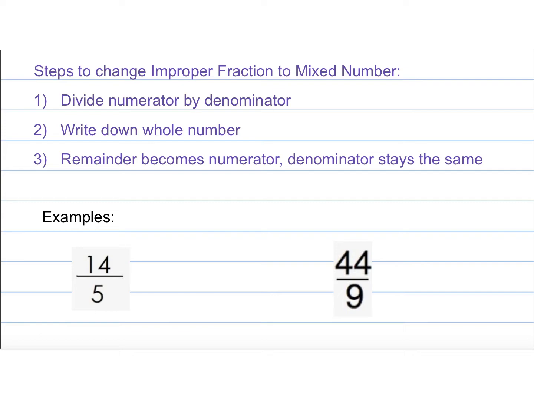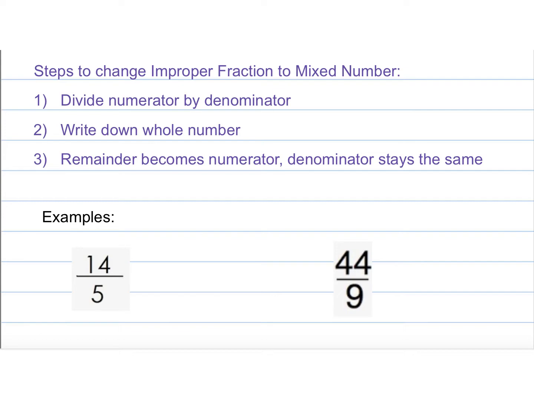The steps to change an improper fraction to a mixed number. We're going to divide the numerator by the denominator. Write down the whole number, and then whatever is left over, or the remainder, becomes the numerator, and the denominator stays the same. So let's try these two examples here.